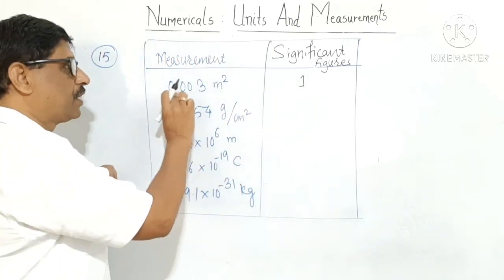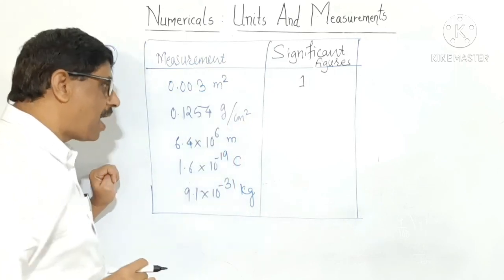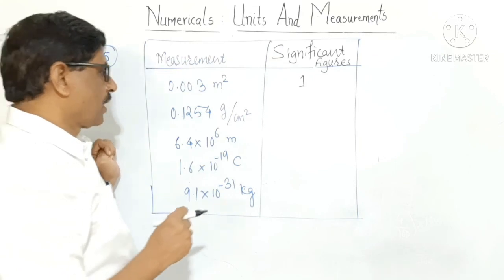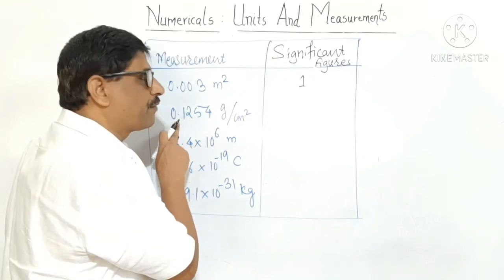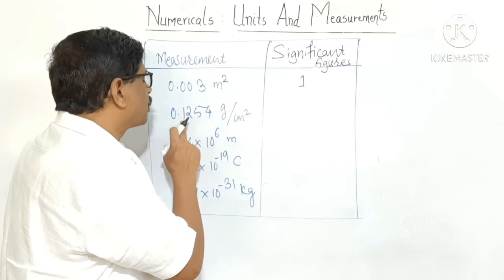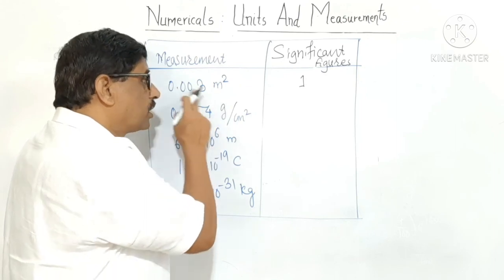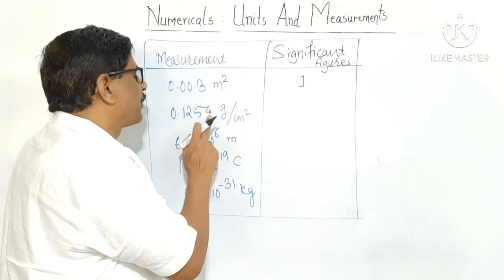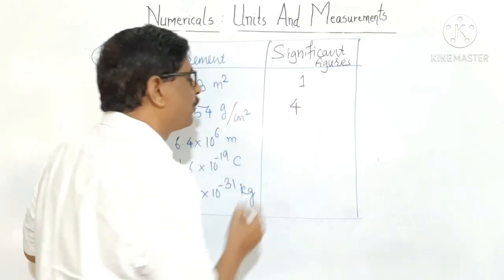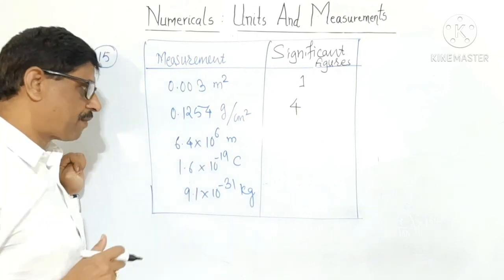Therefore the significant figures in this measurement are only 1. Now this is a number less than 1, and here we got 4 non-zero digits. All the non-zero digits are significant. Therefore 1, 2, 3, 4. Therefore the significant figures in this case are 4.